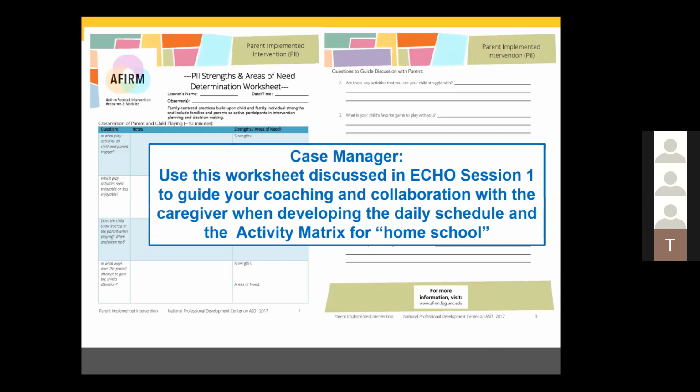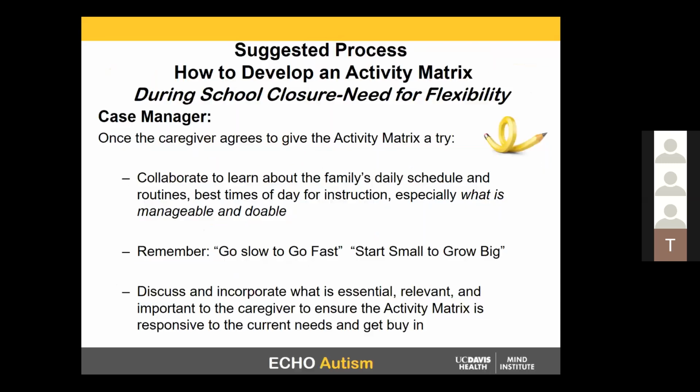As a case manager, remember this tool that Amber talked to you about last week, that it gave you a lot of good information. This is from the Parent Implemented Intervention Strengths and Areas worksheet. It's something you would have done before you've had that conversation about the activity matrix. It's going to give you information about what works, what doesn't work. And so this can be a foundational tool to help you have that first conversation about the activity matrix.